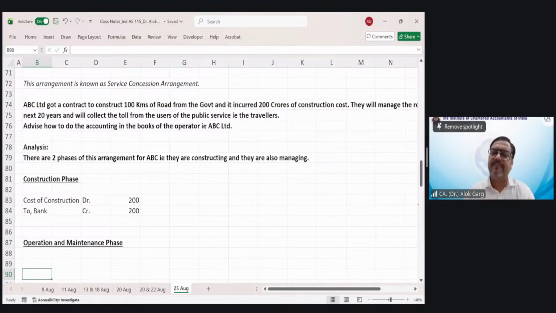So when the government has given a right to collect the toll, it will become an intangible asset. क्या होता है intangible asset? You are getting a license to receive some future economic benefit. But the second option, the government will not give you the right to collect toll.